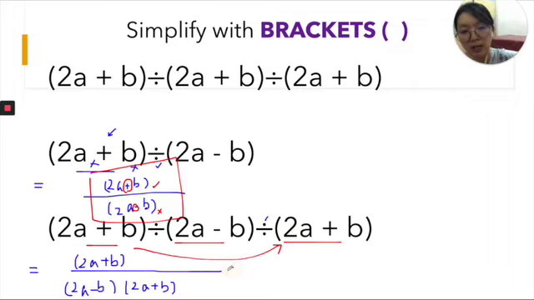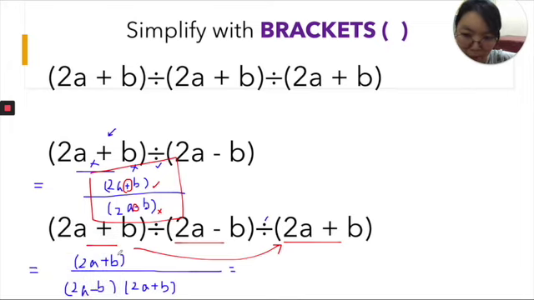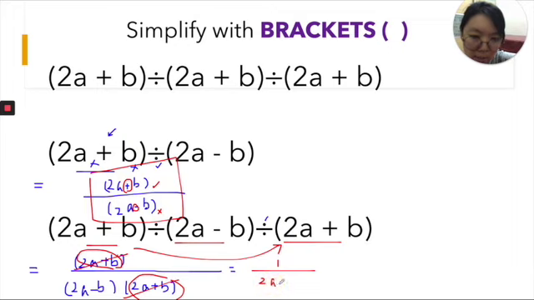Now, can I slash them off? To slash them off, you have to look for the exactly same thing in the bracket. So check inside the bracket, do you have the same thing? 2a + b? 2a + b. Oh, it looks exactly the same. So I can slash them off, 1 and 2. So I'm left with 1 divided by (2a - b). So we need to have exactly the same thing, then only I can slash them off. This is the answer.